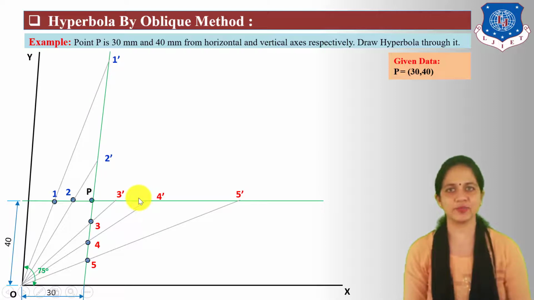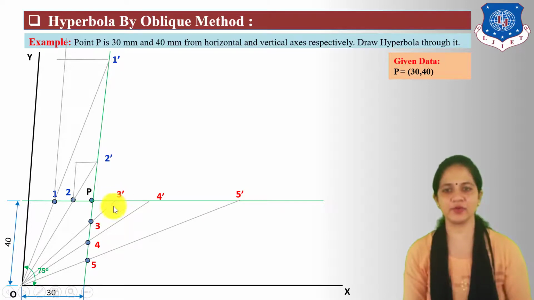Now for finding locus point, draw a line from one division which is parallel to y-axis. Similarly, draw parallel to y-axis line from 2 number division points. Next, draw parallel to x-axis line from 1 dash point and 2 dash point. Next, draw parallel to y-axis line from 3 dash, 4 dash and 5 dash point and parallel to x-axis line from 3, 4 and 5 points.